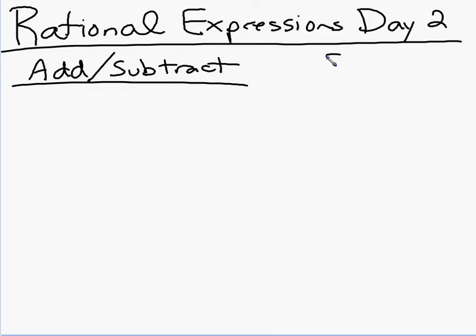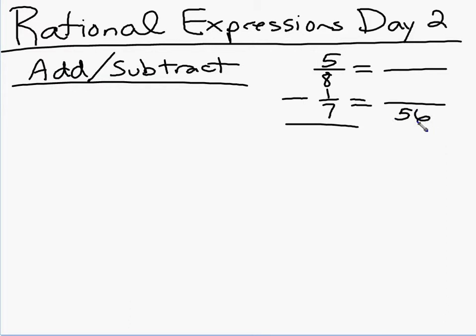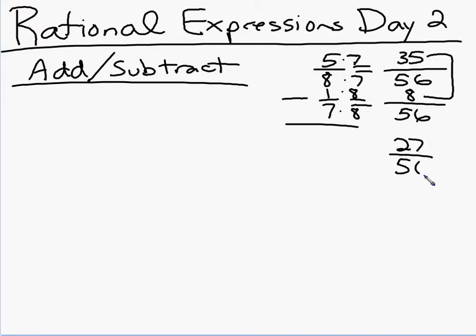If I was doing 5/8 minus 1/7, just a basic fraction problem, I would have to change these so they both had a common denominator, something like 56. And in this case, I multiply the bottom by 8, and I multiply the top by 7. And now I can subtract these numbers, of course, and get 27 over 56.